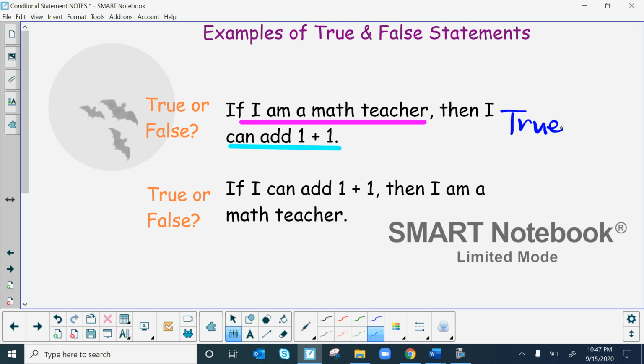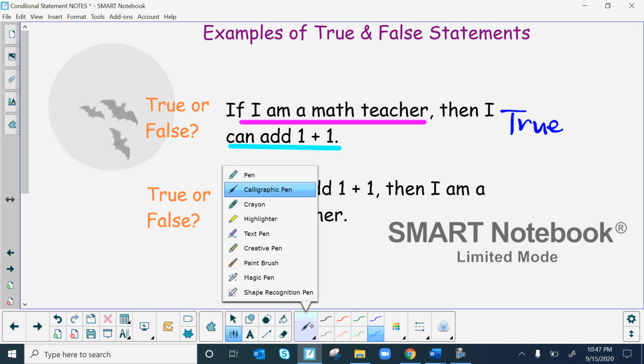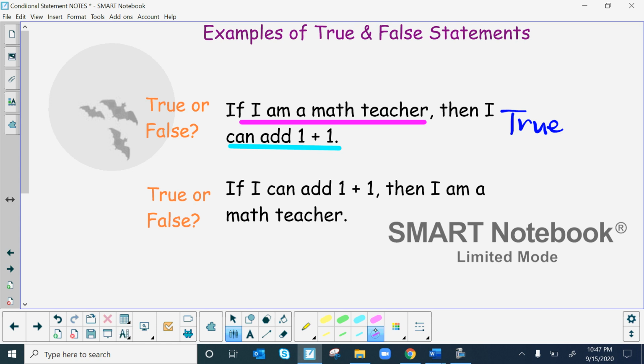Let's look at the second one. Notice the second one is the converse of the original one. The converse goes like this: if I can add 1 + 1, so I have this hypothesis, anybody, whoever I is at the time, then I am a math teacher. Remember, you can't change the hypothesis, the pink one. So would you say this is true or false?